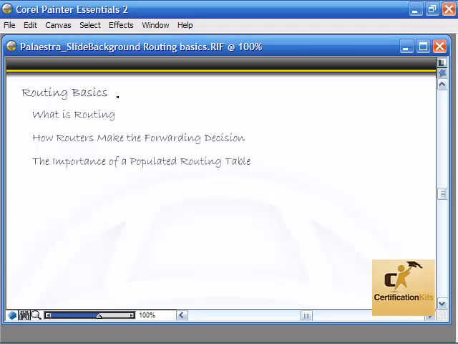We're going to be covering routing basics. We're going to talk about what routing is, how routers make the forwarding decision, as well as the importance of a populated routing table so the routers can make their decision.